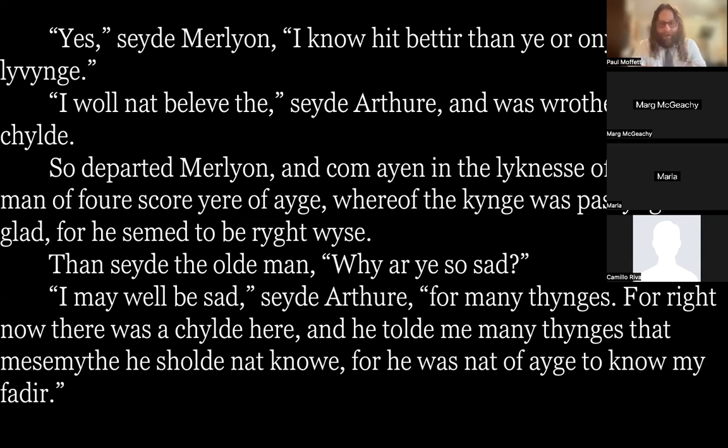This isn't an important point at all, but I just wanted to notice the word sad here is in Middle English just as likely to mean serious as unhappy. So when he says, "Why are you so sad?" it really means the same thing as, "Why are you so pensive?" Tangent. But he knew many things which he should not know.